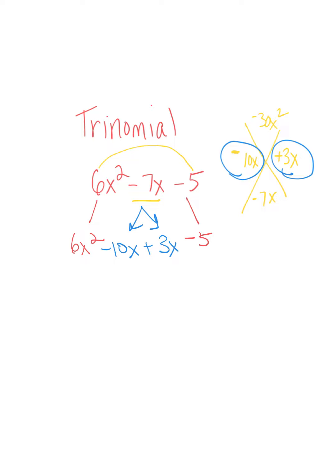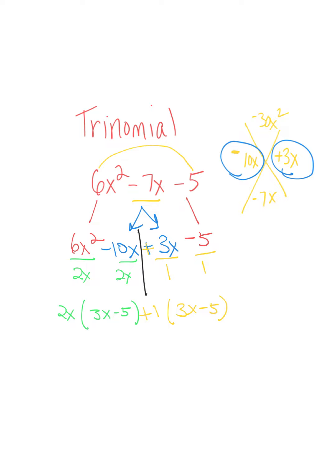I'm then going to split this into 2 groups. I'm going to look at the first group here, and the GCF will be a 2x. GCF always on the outside of the parenthesis. I'm going to look at my second group over here. Because this is a positive, I know my GCF is going to be positive, and it's going to be a positive 1.